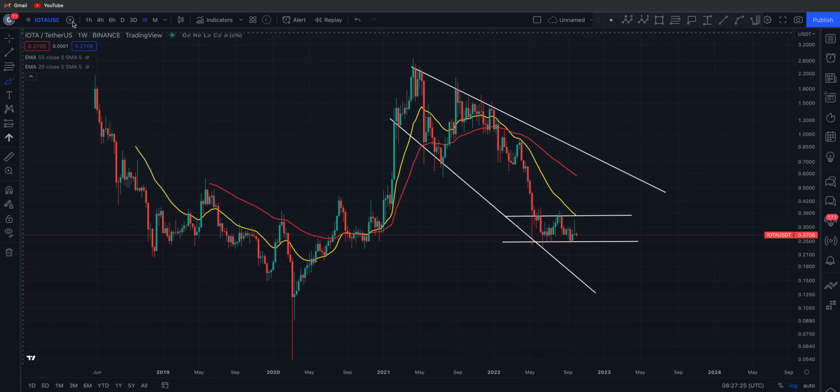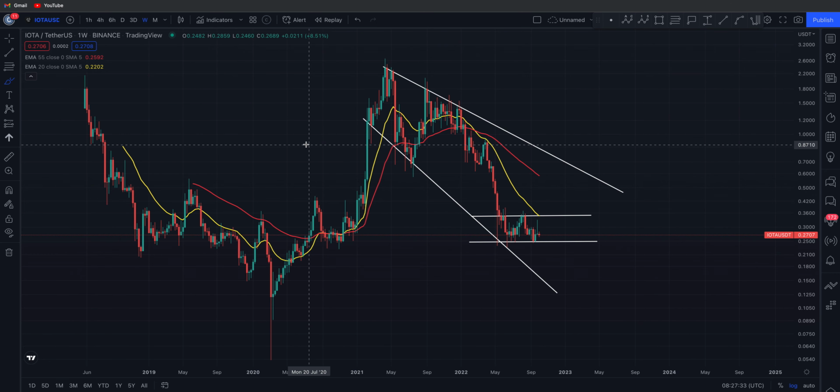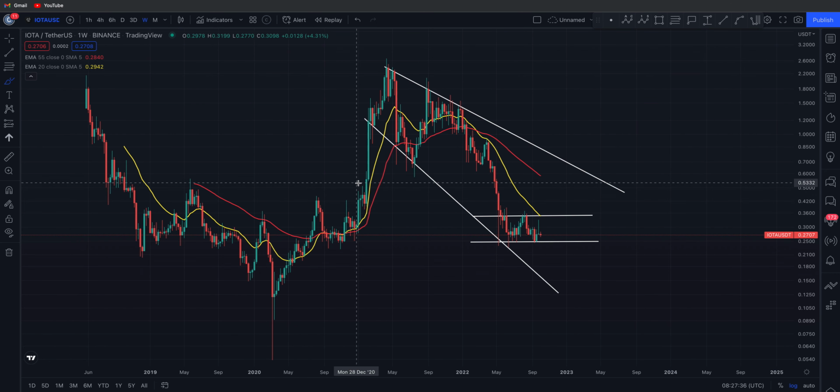Today we're diving into an altcoin I haven't looked at before, so this is Iota. We're going to be looking at the weekly time frame, so a bit more of a zoomed out perspective, and just seeing what's going on here. So for me, straight off the back, I've got the 20 EMA, this yellow line, and this 55 EMA, the red line, the moving averages on the charts here, and I've just got a couple of trend lines in and patterns that I've noticed for Iota on the weekly time frame.